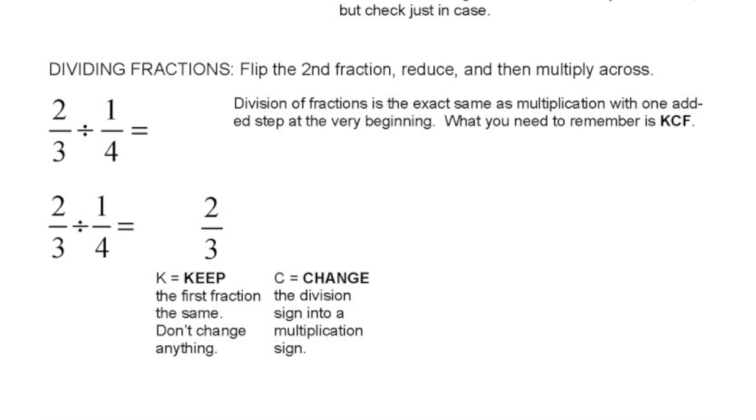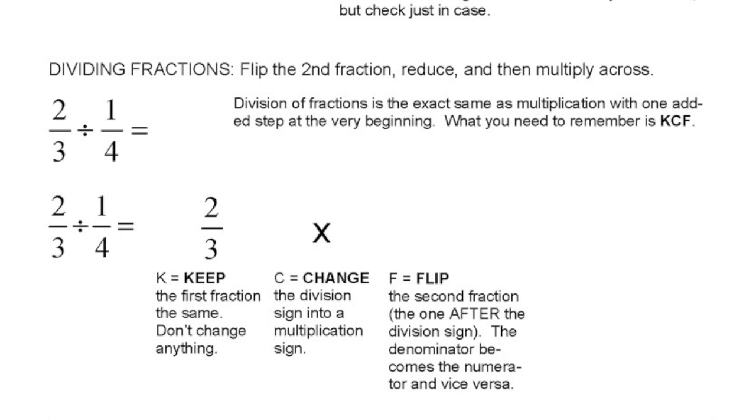The division sign will change into a multiplication sign. So instead of a division sign, I now have multiplication. F stands for flip. The second fraction, the one after the division sign, not the one before, the denominator becomes the numerator, and vice versa. So flip 1/4. If I find the reciprocal of 1/4, that would just be 4/1. And now all I have here is regular multiplication of fractions like you learned above.